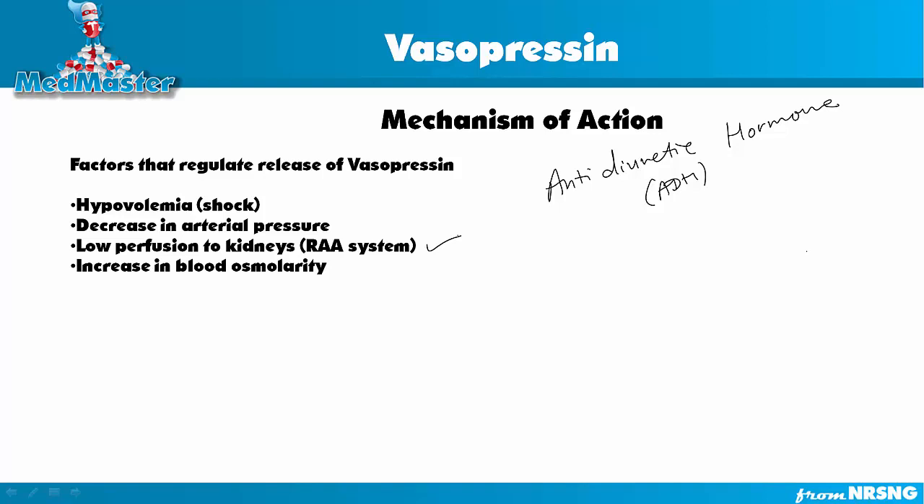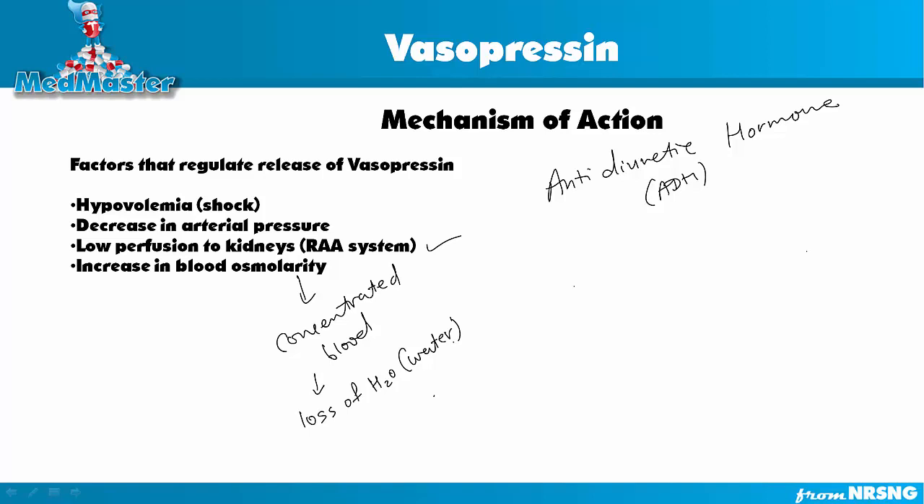And also an increase in blood osmolarity. Now that's basically concentrated blood. And concentrated blood means there is a loss of water, and that would trigger the secretion of vasopressin.